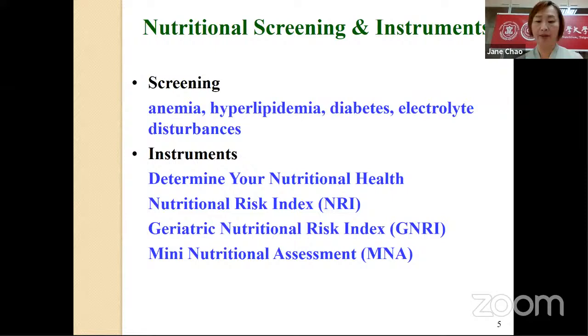The final instrument is the Mini Nutritional Assessment, abbreviated MNA. You can see the mini. That means the questions are not too long, and the number of questions is not too many. So we call it mini. This instrument is a questionnaire and is also very commonly used in the world, because it is already translated into different languages, so it can be used in different countries.